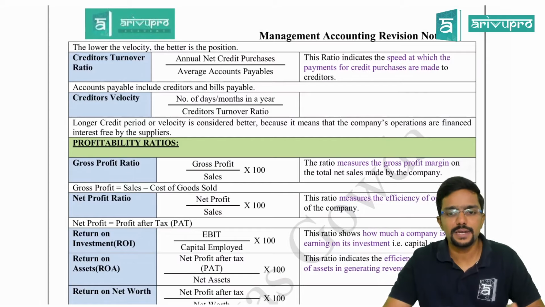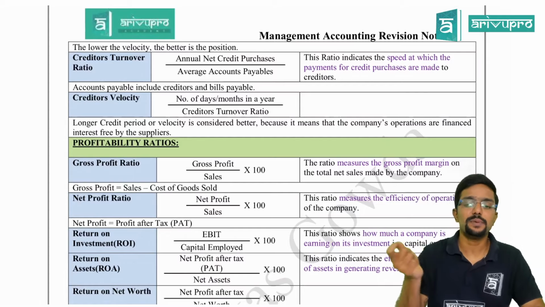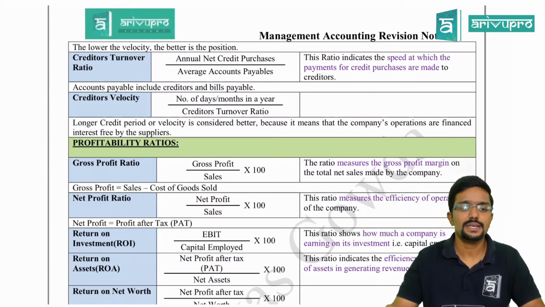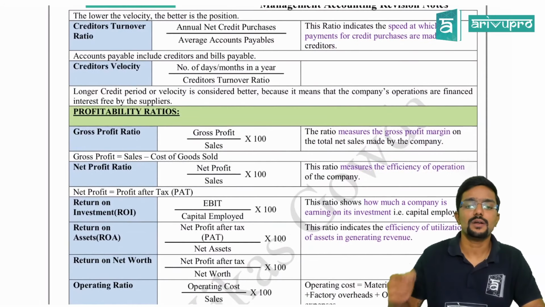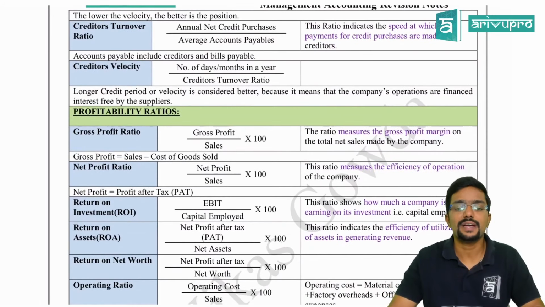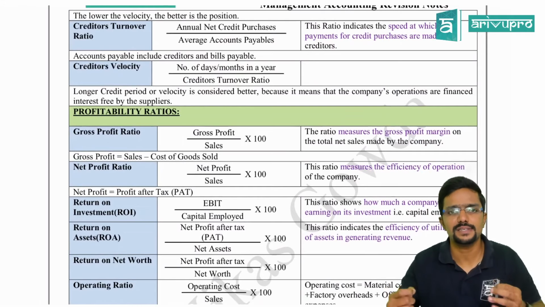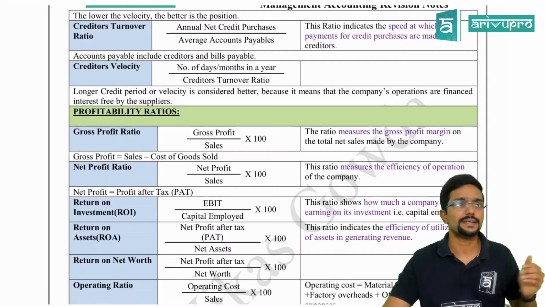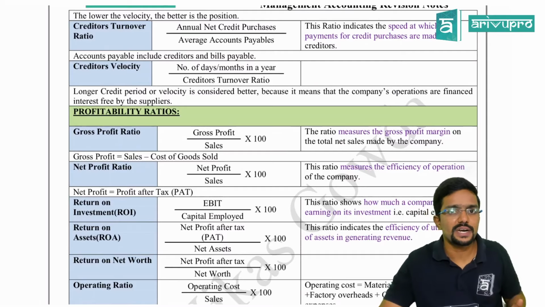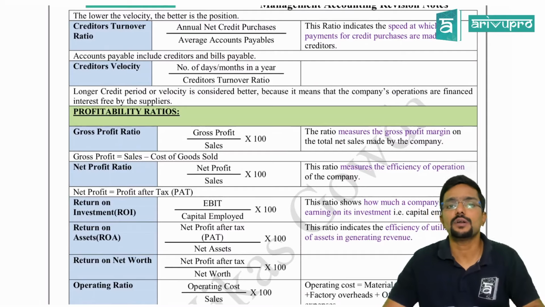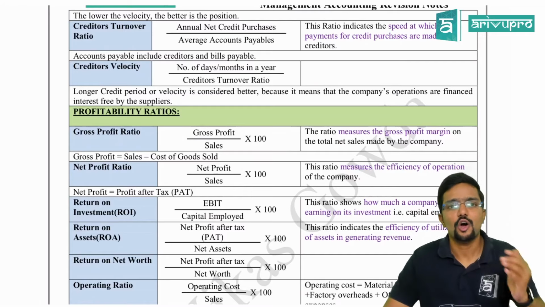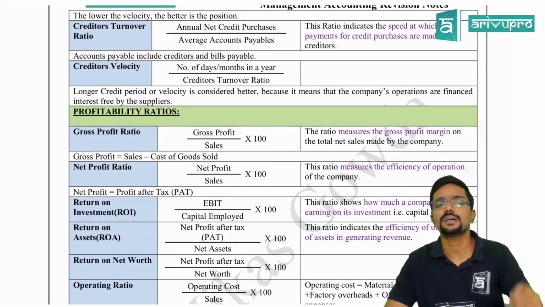So what does this indicate? This indicates the speed at which the payments for creditors are made. Then creditors velocity is given as number of days or months in a year divided by creditors turnover ratio. What it tells is how many days you are taking to make the payment to creditors. Assume you have purchased the goods on credit today, and after 10 days you are making the payment. So creditors velocity is 10 days. That is how much time you are taking to pay your creditors.